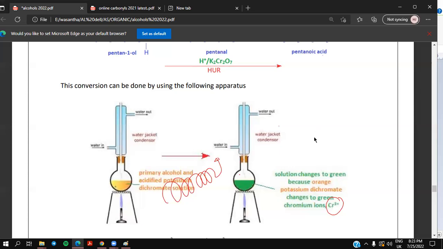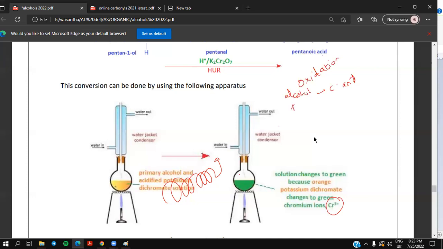During this reaction, when alcohols change to carboxylic acid, this is called oxidation. Alcohols go to oxidation. Okay, when the oxidation occurs, the alcohol is oxidizing.